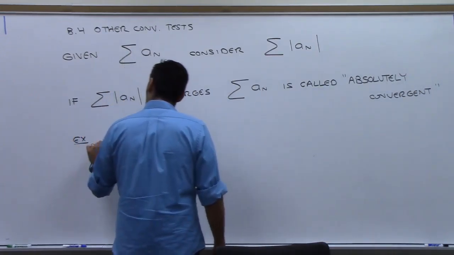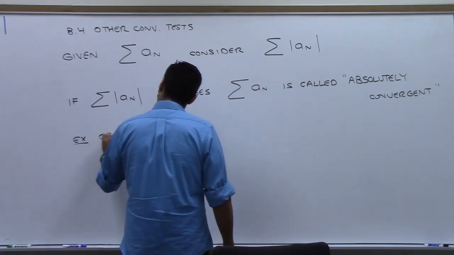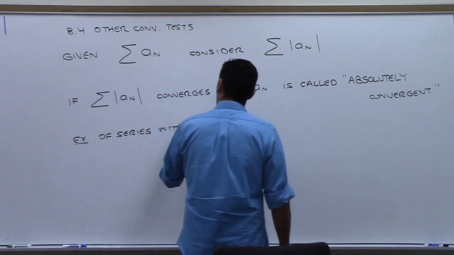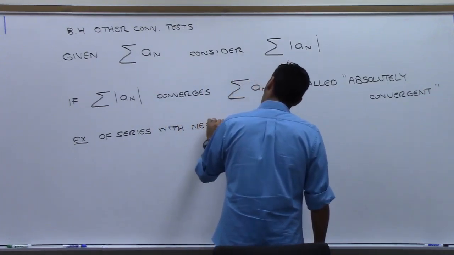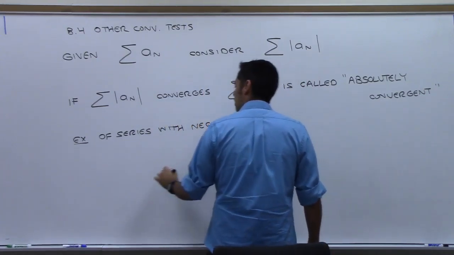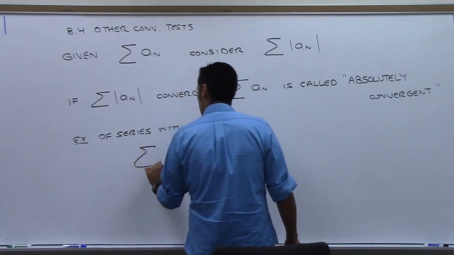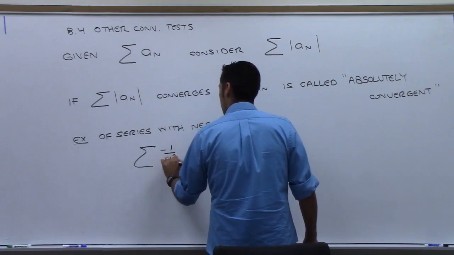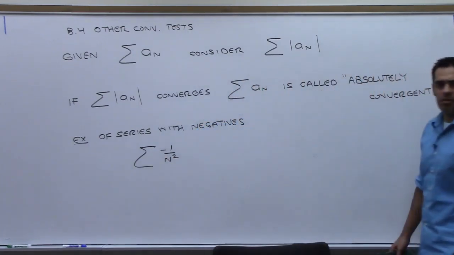Examples of series with negatives. So here's a first example. Sum n equals 1 to infinity of negative 1 over n squared. That would have a bunch of negatives, wouldn't it?